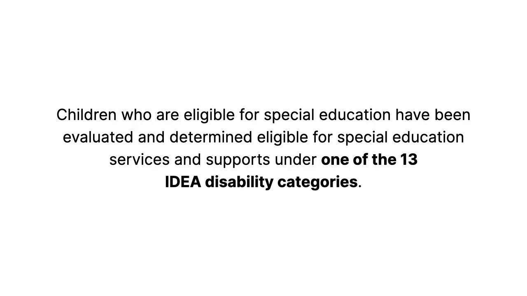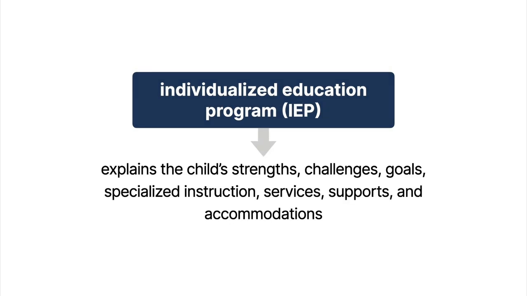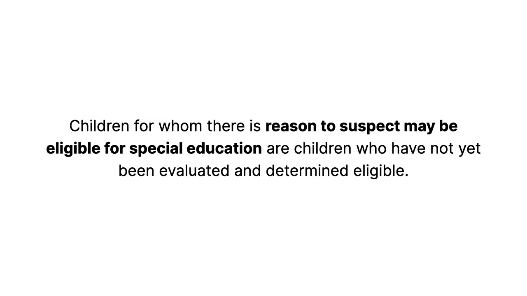Children who are eligible for special education have been evaluated and determined eligible for special education services and supports under one of the 13 IDEA disability categories. These students have an individualized education program, or an IEP, which explains the child's strengths, challenges, goals, specialized instruction, services, supports, and accommodations.